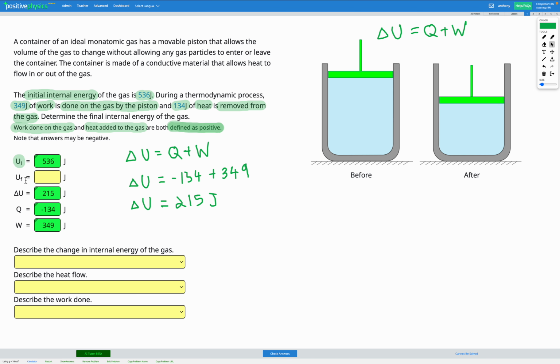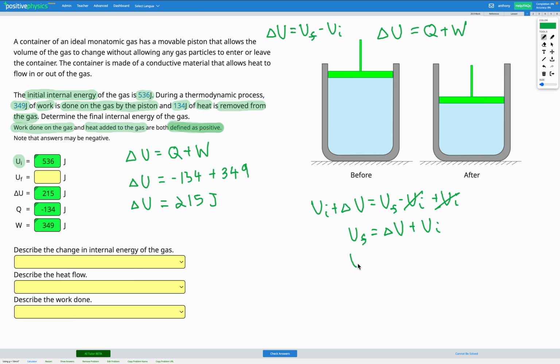Awesome. Our last thing to fill out here is our final internal energy. So the change in internal energy, delta U, is found by doing our final energy, UF, minus our initial energy, UI. So that's our equation we're going to be using here. Now we need to find UF. So we want to rearrange to get UF on its own. I'm going to add UI on both sides so that it will cancel out on the right-hand side. And we're just left with UF is equal to delta U plus UI.